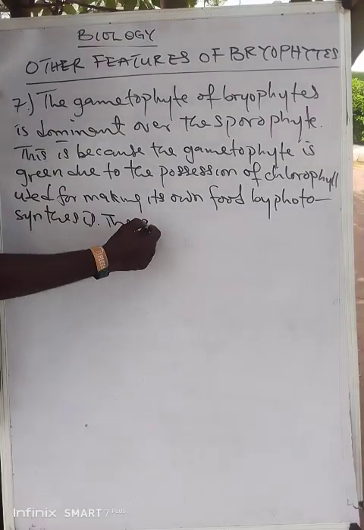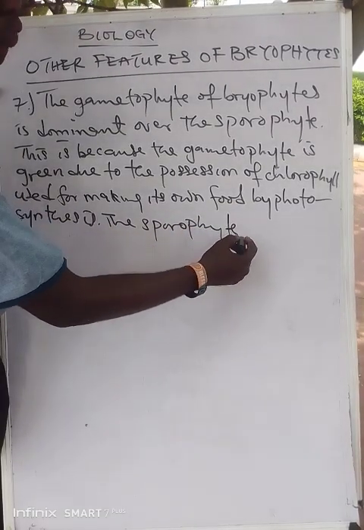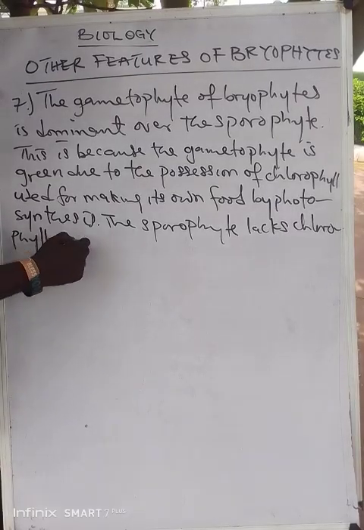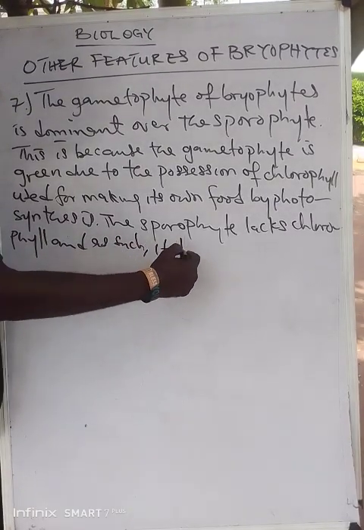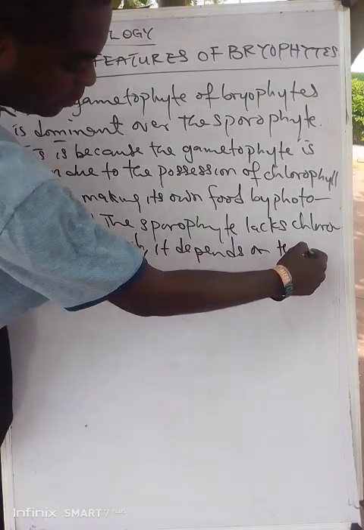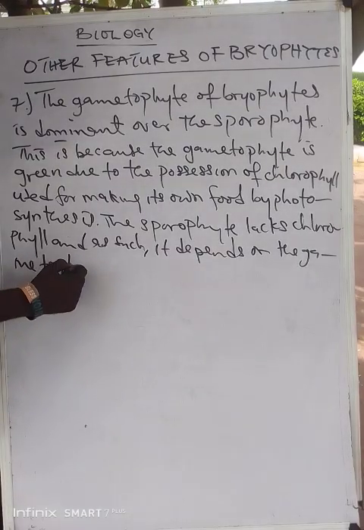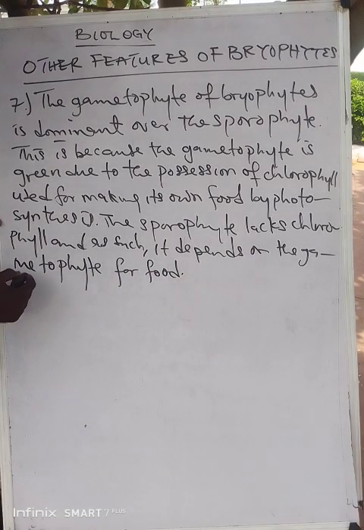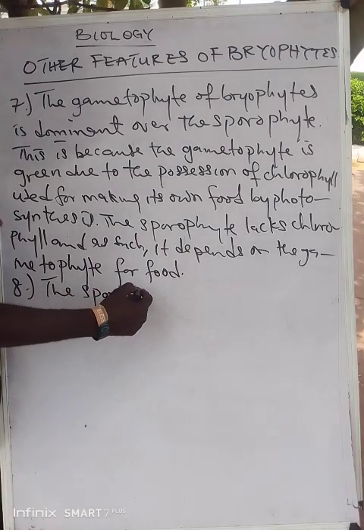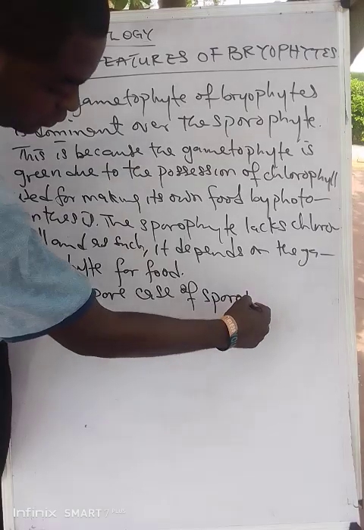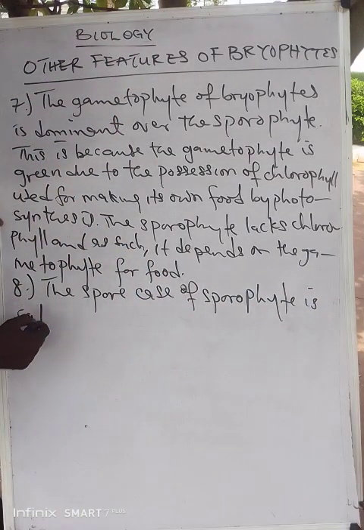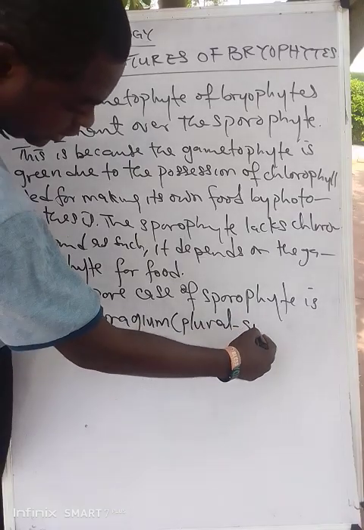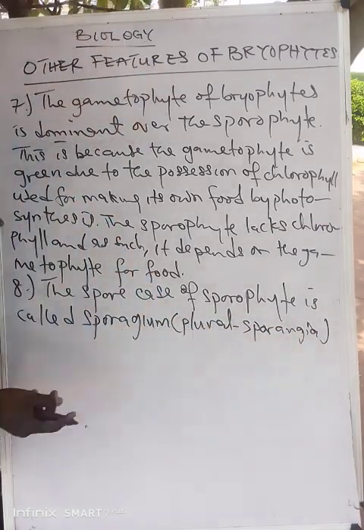So the sporophyte lacks chlorophyll. And as such, it depends on the gametophyte for food. So that is that. The spore case of the sporophyte is called sporangium, plural, sporangia. So it is the container that produces spores in it.